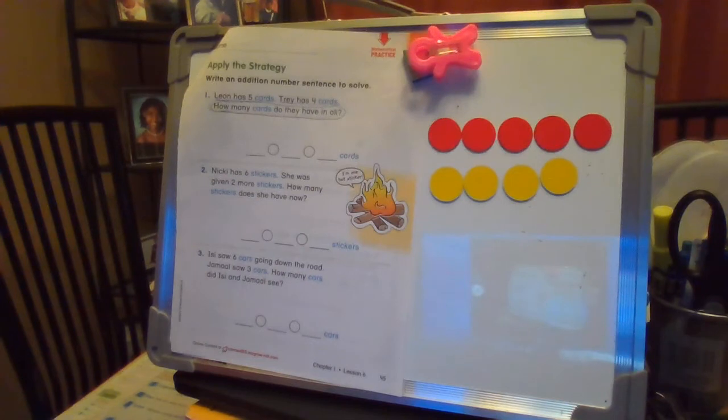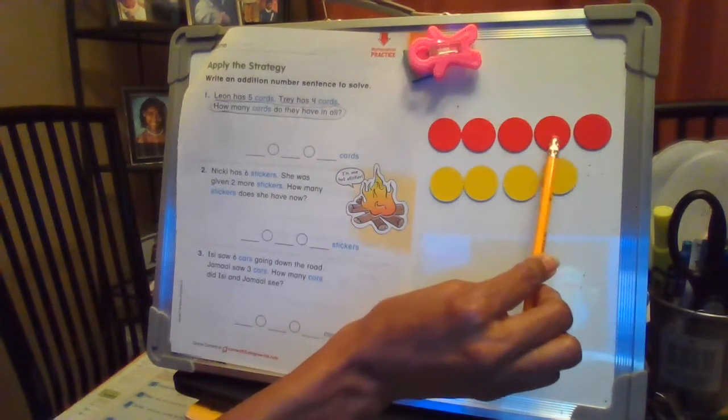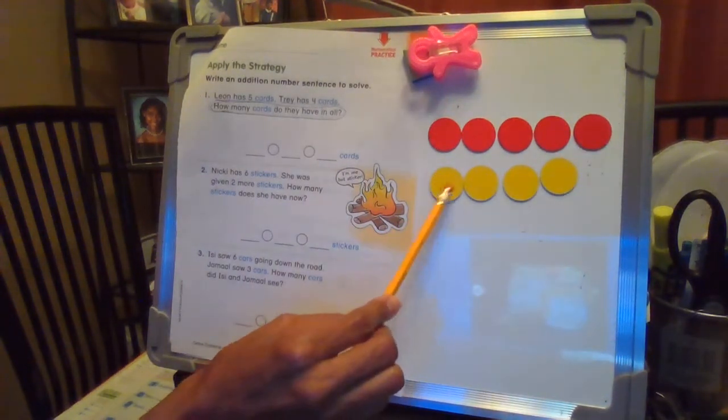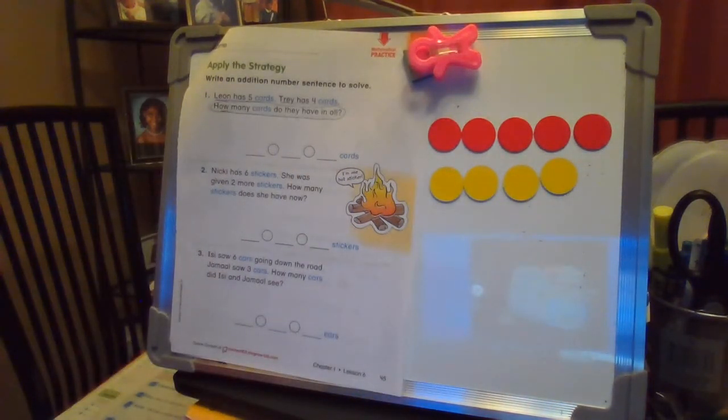Okay, so now I need to know how many cards they have in all. What am I going to do? I'm going to count how many cards they have in all. 1, 2, 3, 4, 5, 6, 7, 8, 9. Now I need to plan how I'm going to solve. What strategy am I going to use? Write a number sentence. That's what I'm going to do to solve it.